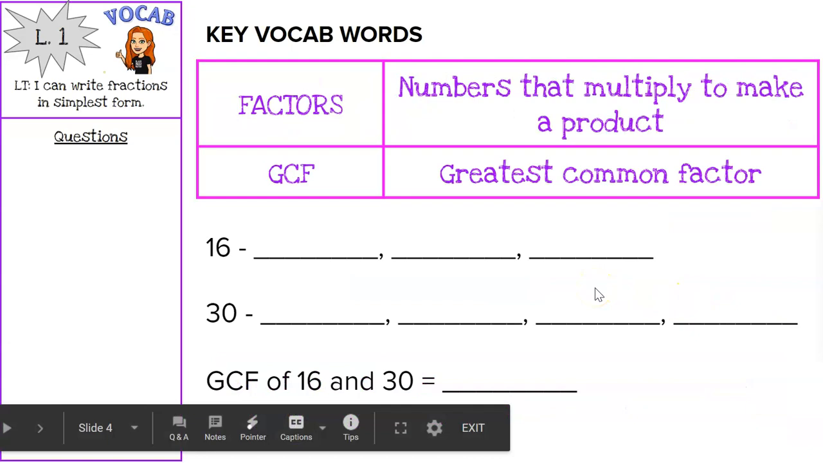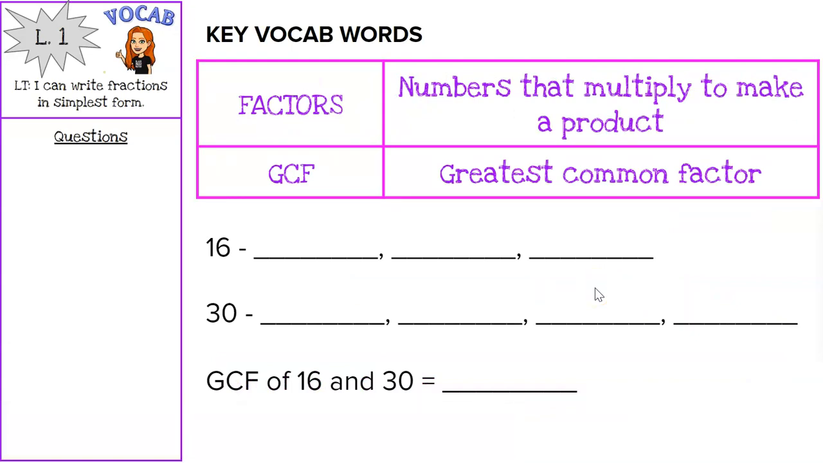Now we have a couple more key vocab words. Factors are numbers that multiply to make a product. So 2 times 4 equals 8. 2 would be a factor and 4 would be a factor because they multiply to make 8, which is your product. Product is just the answer to a multiplication problem.